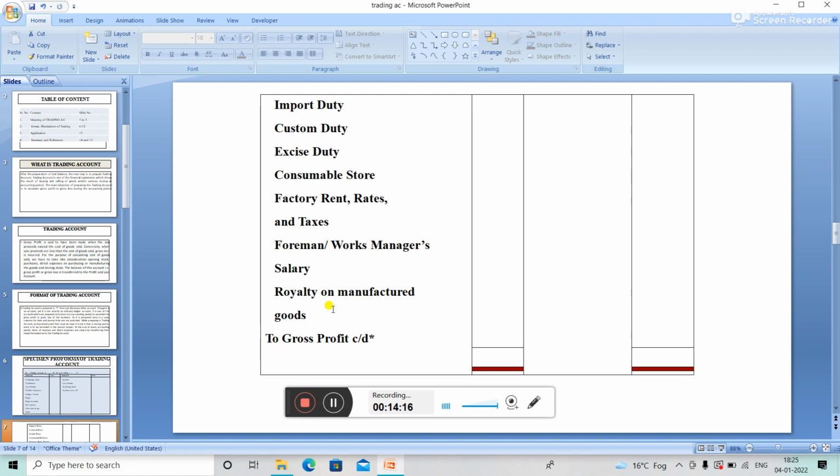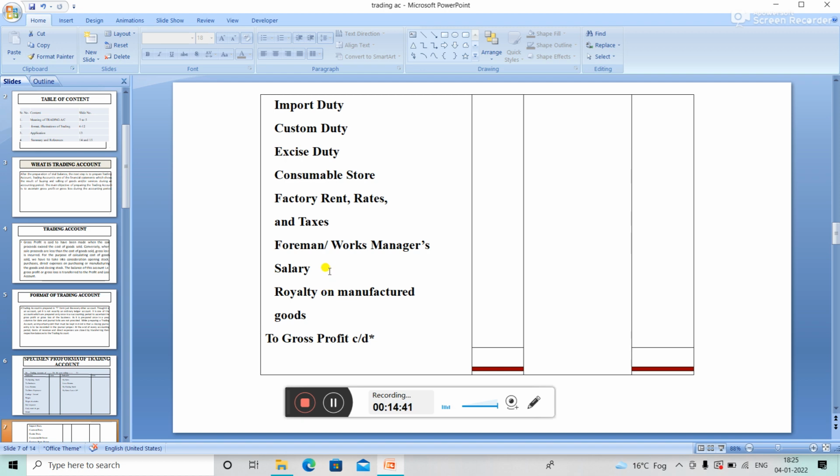Any kind of manufacturing expenses, let's say coal, gas, fuel, can also be shown separately under a particular head, which I have already told you. So under the manufacturing head, you can involve these expenses like coal, gas, fuel, water, power, factory rent and factory lighting and all. I hope this is clear.